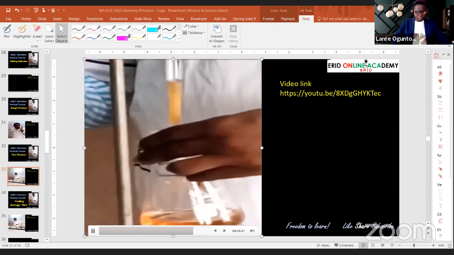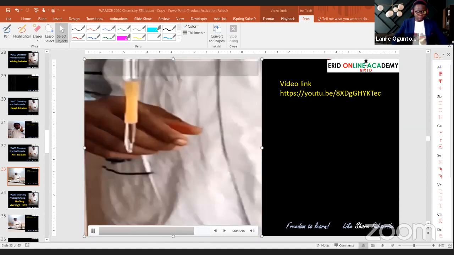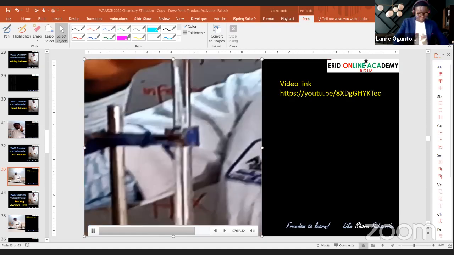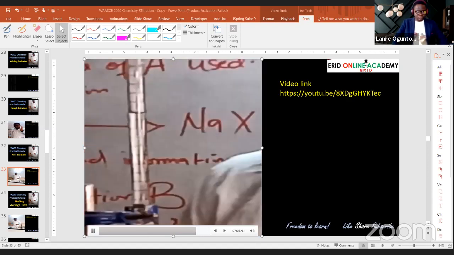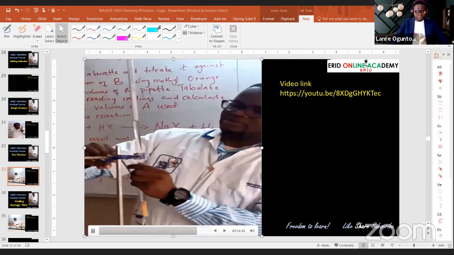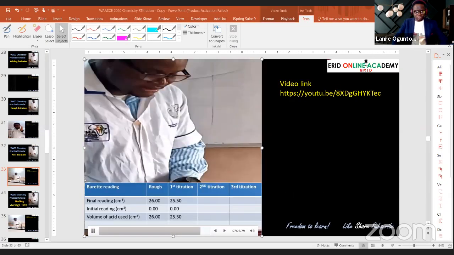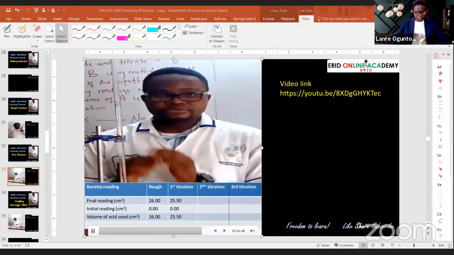Can you see the change? Okay, so I have a color change. Can you see the color change? So now we need to check the value that we got. Read your value, read the lower meniscus. Now I got 25.5. So you record your 25.5 as your final. Record the initial as 0. So now we have 25.5.